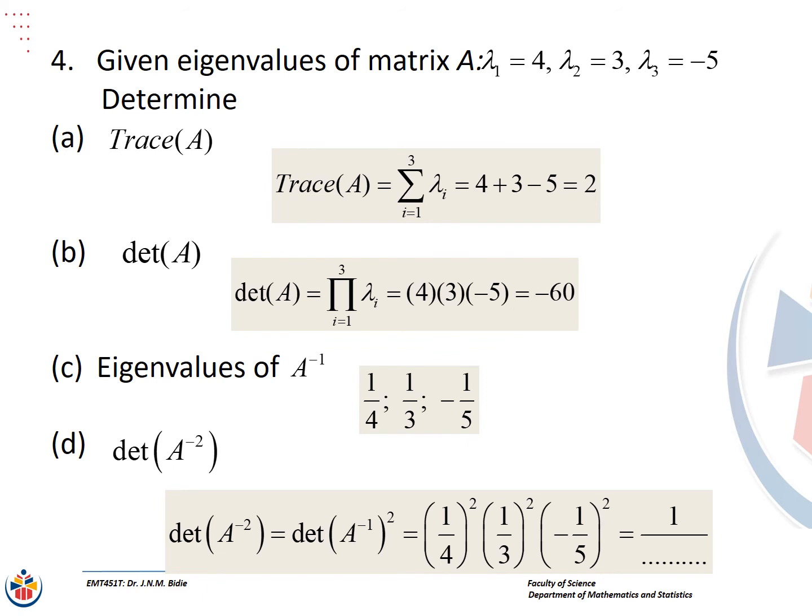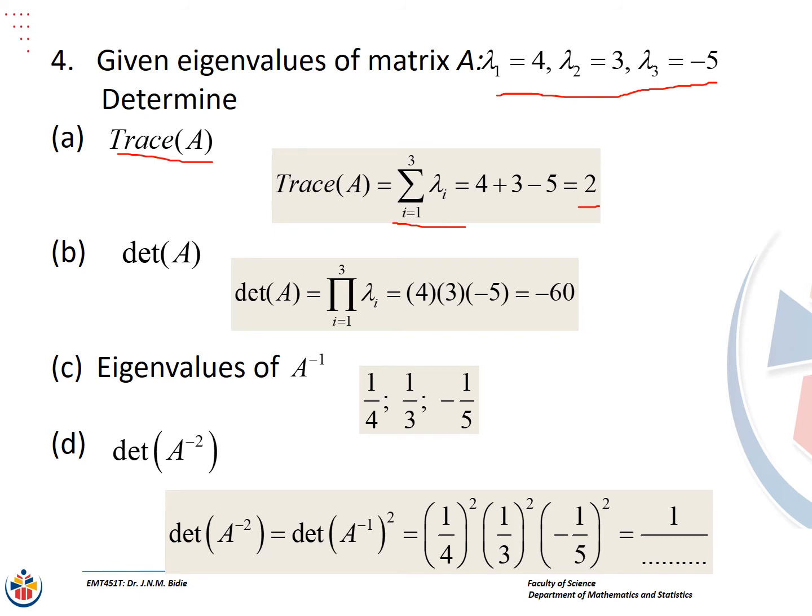Now we want to use the properties of eigenvalues. Remember, we had lambda 1 is equal to 4. That's what we're going to use. Lambda 1 equal to 4, lambda 2 equal to 3, and lambda 3 equal to negative 5 for our example. So now here, the exercise asked us to find the trace of A. And we had to recall the trace of A is the sum of the eigenvalues. All you need to do is add the eigenvalues up and get an answer.